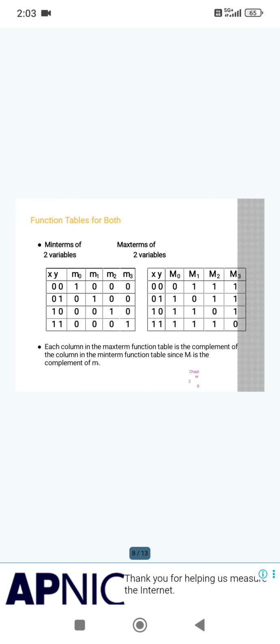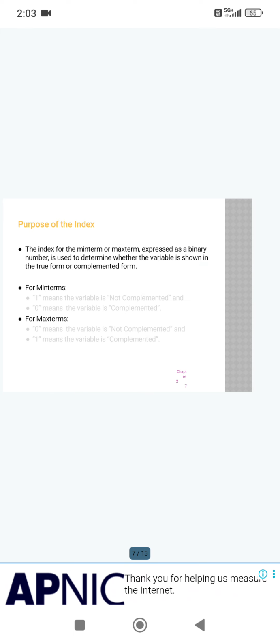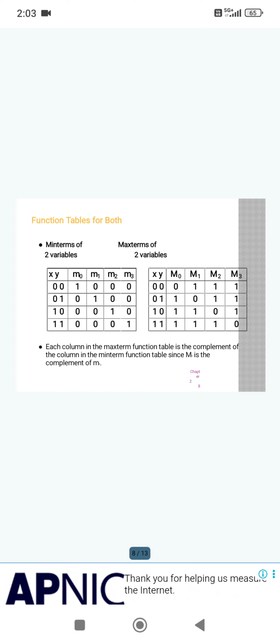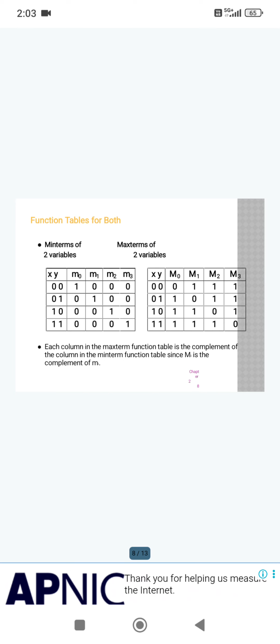At the same time, consider the max term form. In this, 0 0 means m0 is 0. That is why I am telling you that in max term, 0 means the variable is not complemented. If you are using 1 in the max term, that 1 is replaced by 0, and if you are using 0 in the max term, that 0 is replaced by 1. So here 0 0 means m0 is 0.